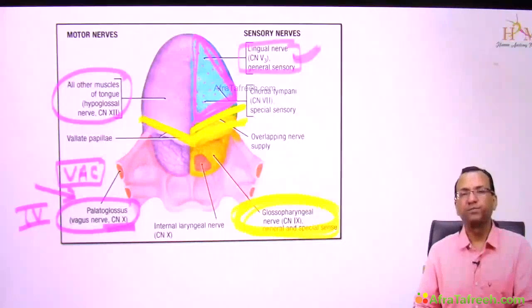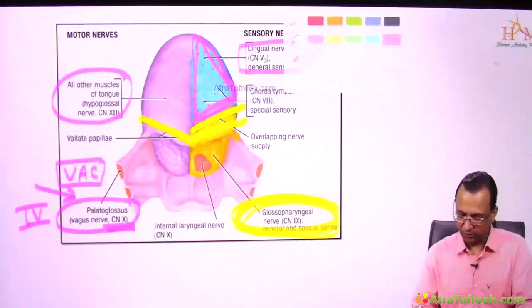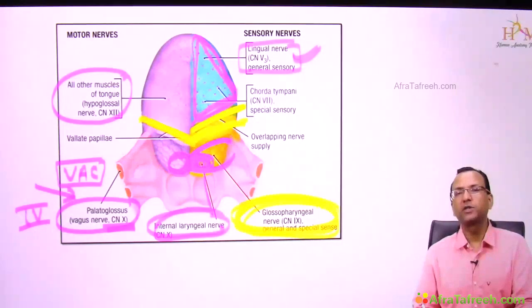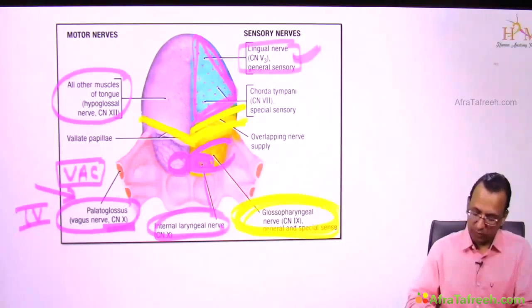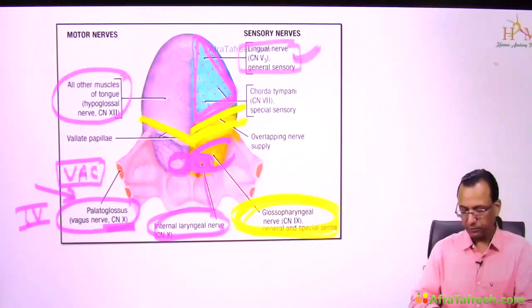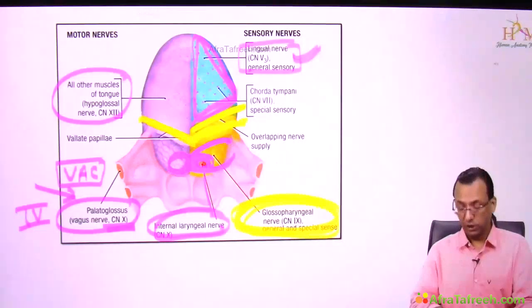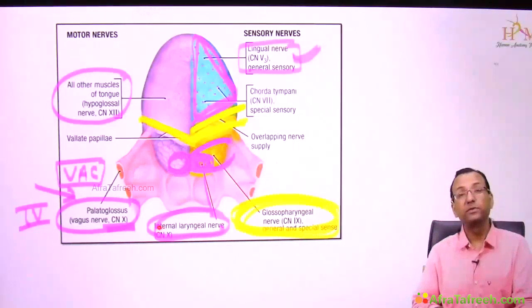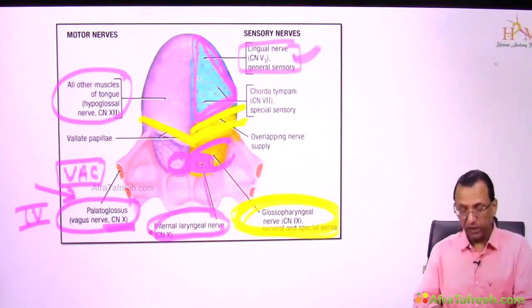Then what is the posterior 1/3? Of course, the posterior 1/3 is the glossopharyngeal nerve. But the posterior-most tongue is supplied by the internal laryngeal nerve, a branch of the superior laryngeal nerve, a branch of the vagus nerve. What is that? Posterior-most tongue and epiglottis. Is this the epiglottis? Yes. So who supplies this epiglottis and posterior-most tongue? The internal laryngeal nerve, branch of the superior laryngeal nerve, branch of the vagus nerve. So all that you have to remember.